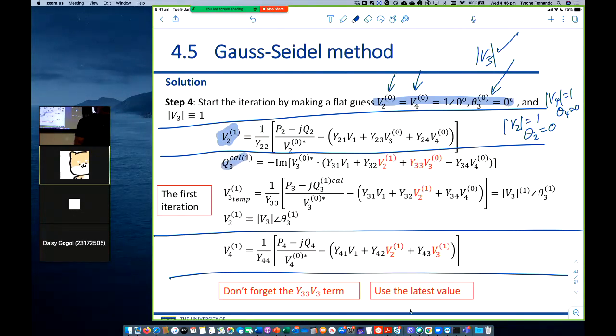We calculate Q3 and we compute V3. We are going to get a magnitude and an angle. However, the magnitude, we reset it to the known value. The angle, we keep it. We reset the magnitude to what we know, but we carry on with the new angle that we calculate. And then we calculate V4, a new magnitude and a new angle, and we repeat the process.